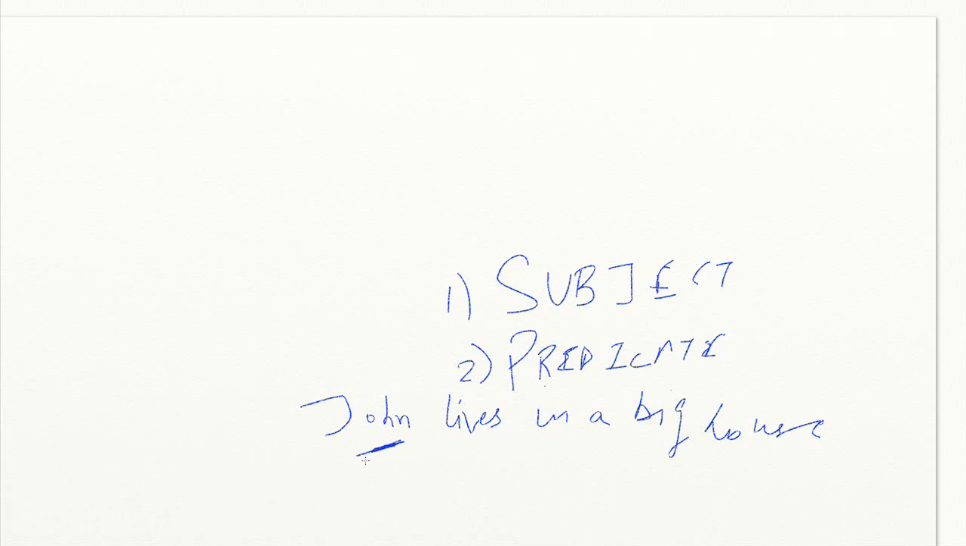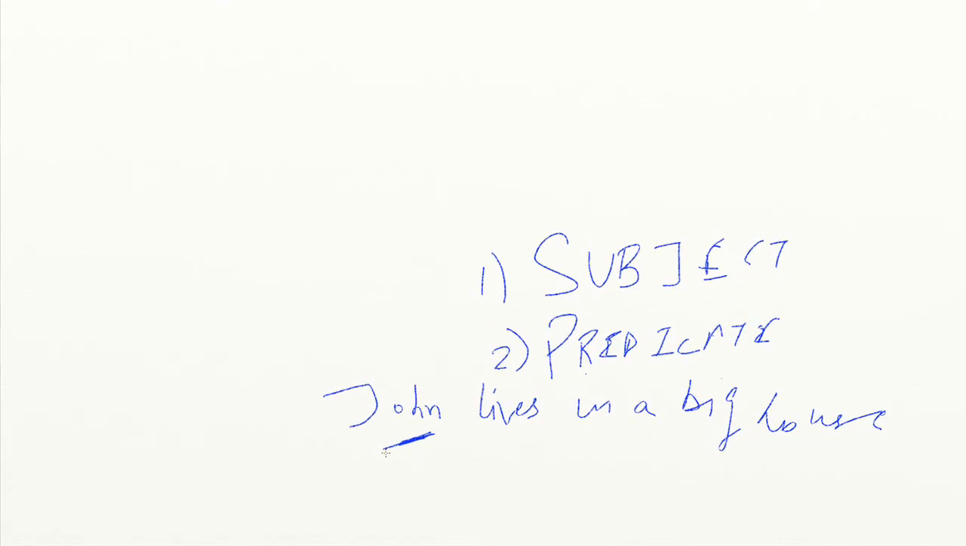Is that clear? Okay. So let's understand the predicate part of the sentence. That part of the sentence which says something about the subject is the predicate. So if we go back to this example, John lives in a big house. John is the subject, and what part of the sentence is telling about the subject? Lives in a big house. So lives in a big house is called the predicate part of the sentence. Is that clear? Let's take another example.